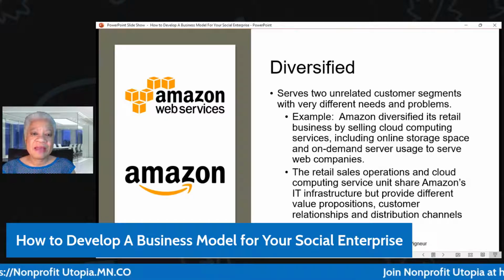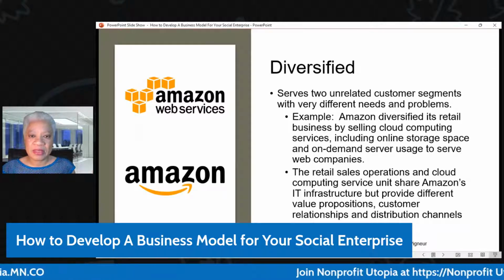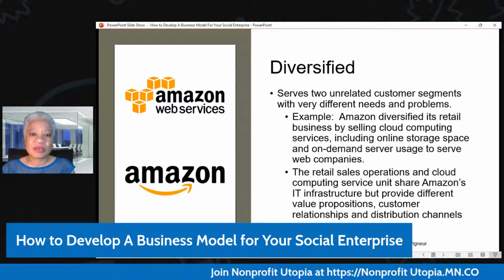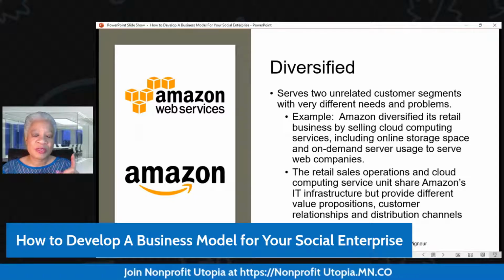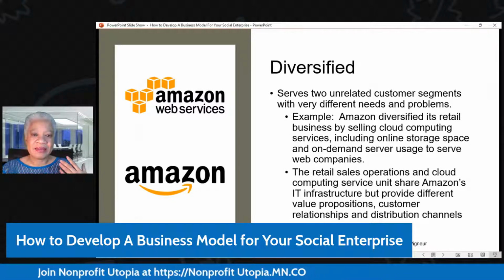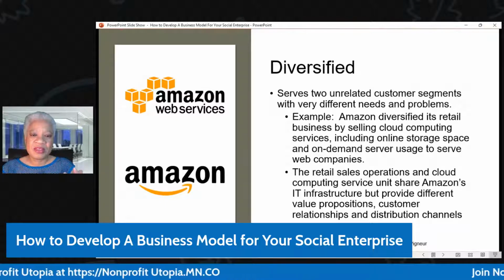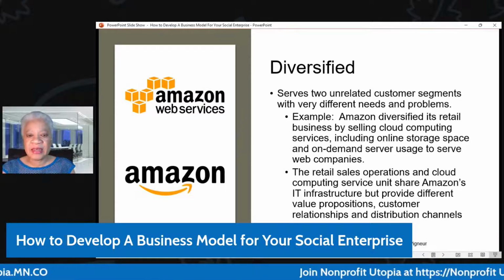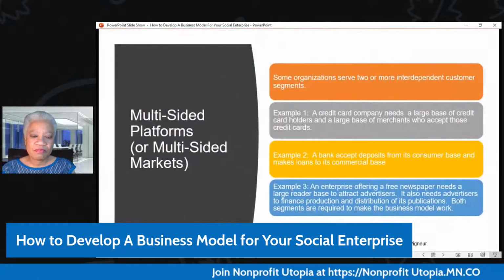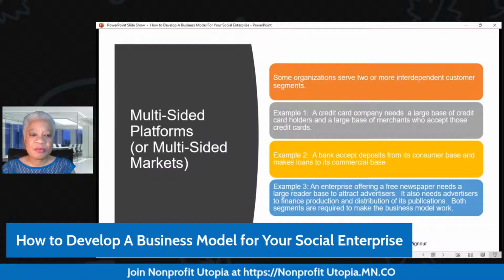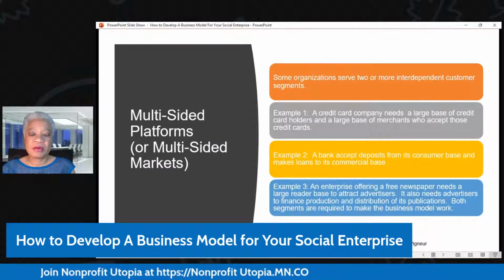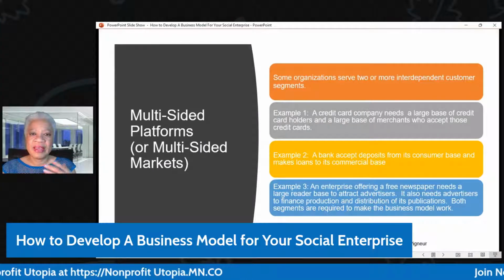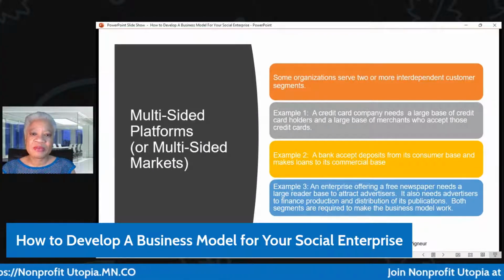And at the same time, they're also running Amazon, the company that most of us are familiar with for purchasing books and consumer goods. These are two separate companies, but they both use the same IT infrastructure. All right. Another approach to the market could be organizations that have interdependent customer segments.